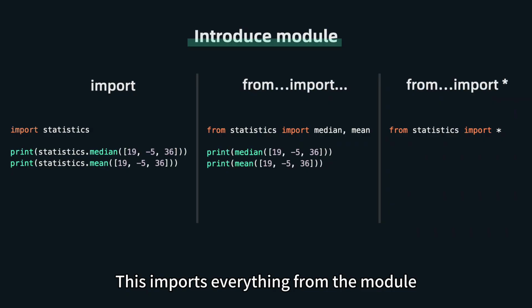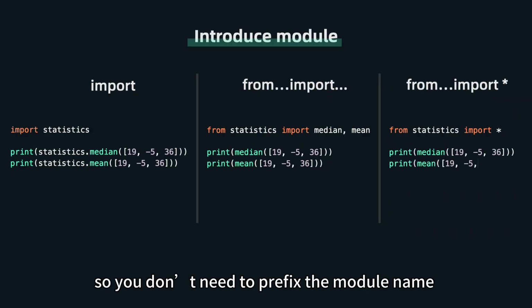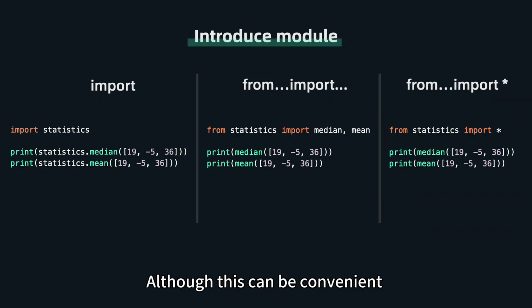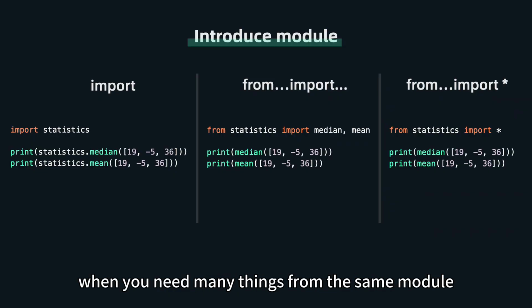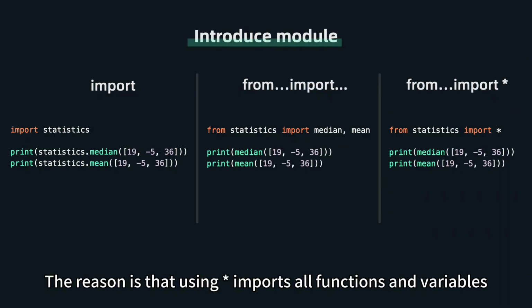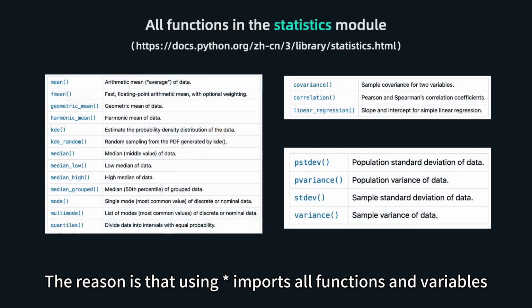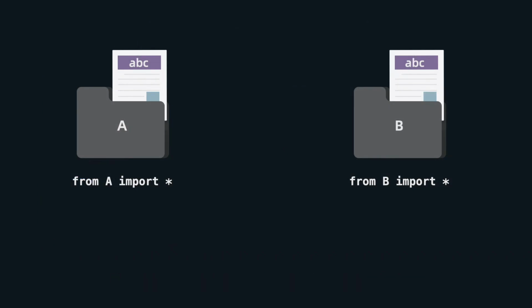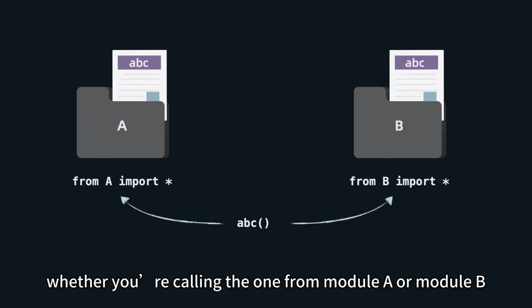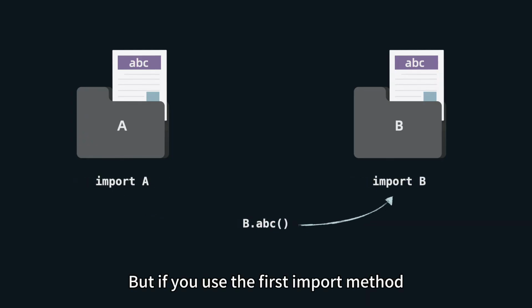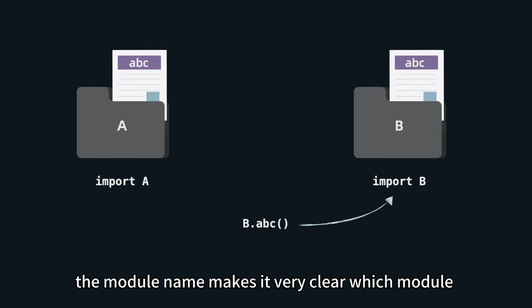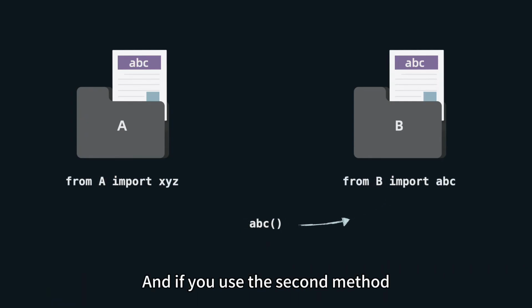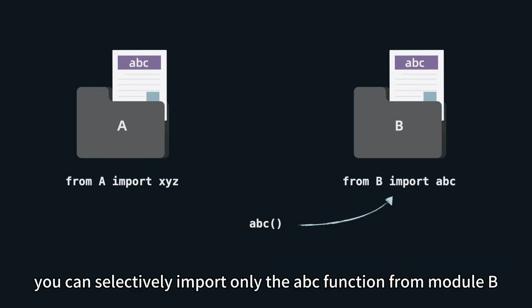This imports everything from the module, so you don't need to prefix the module name when using any of its contents. Although this can be convenient when you need many things from the same module, it's still not recommended. The reason is that using asterisk imports all functions and variables, including many that you may never use. If you import both module A and module B, and they each have a function called ABC, you'll run into a naming conflict. When you call ABC, it becomes unclear whether you're calling the one from module A or module B. But if you use the first import method, the module name makes it very clear which module the function comes from. And if you use the second method, you can selectively import only the ABC function from module B.